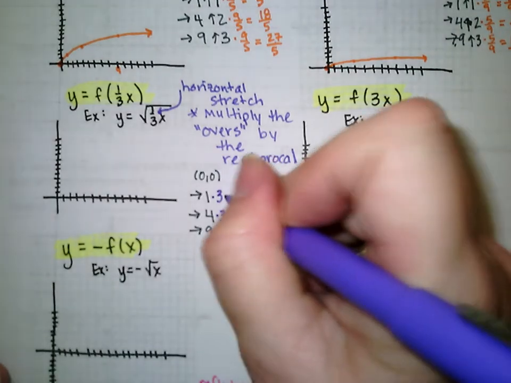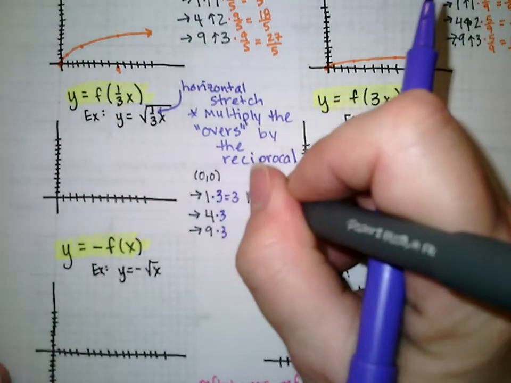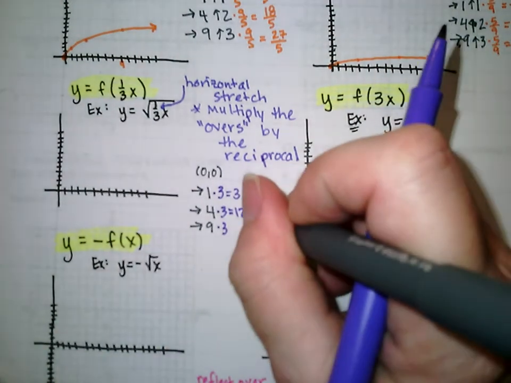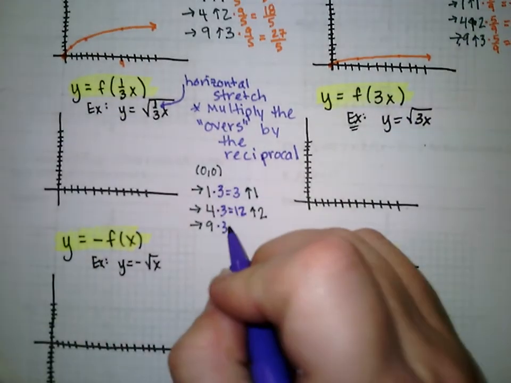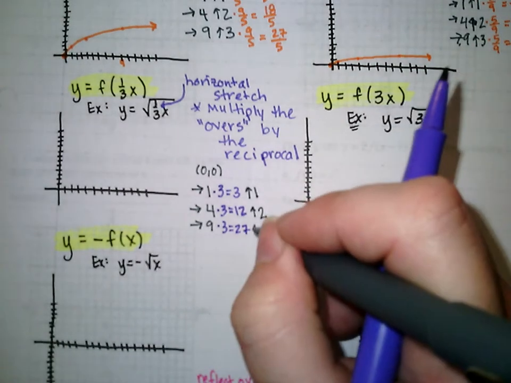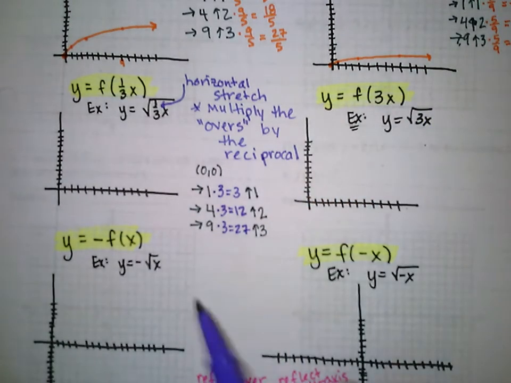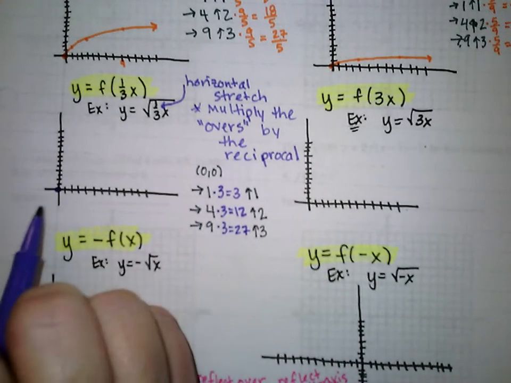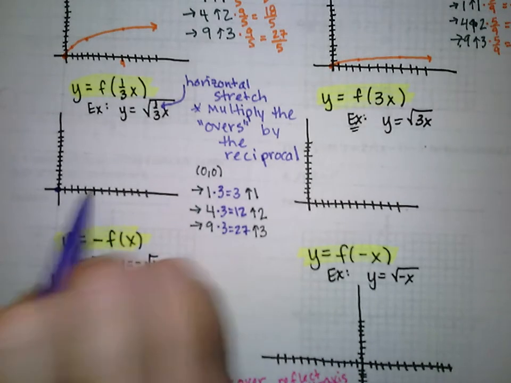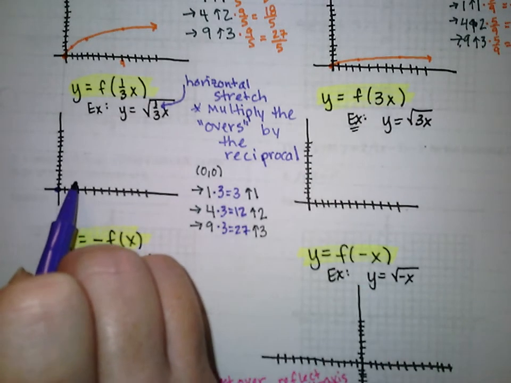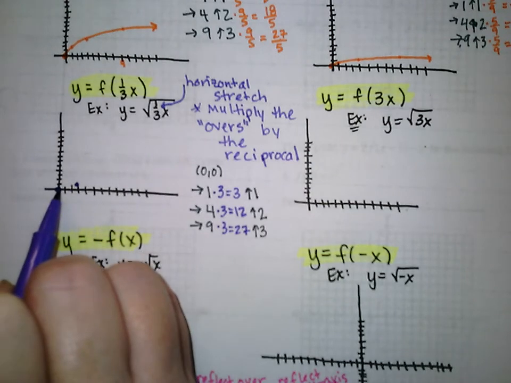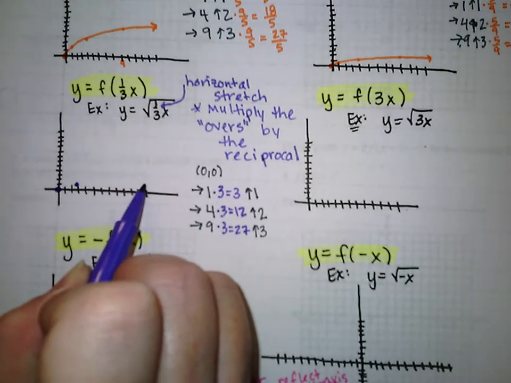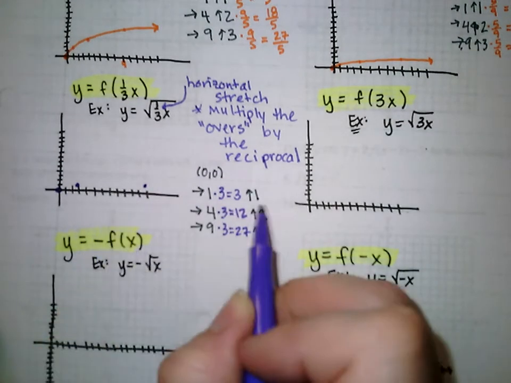So I'm going to go over 3 and still go up 1. Go over 12 and still go up 2. Go over 27 and still go up 3. Now that one's not going to fit on our graph, but we'll get the other ones on there. So I still start at 0, 0, and then I go over, oh sorry, I have to start with 3. Over 3, up 1. Then go back to the start, go over 12, and then up 2. And then my next one would be over 27 and up 3.